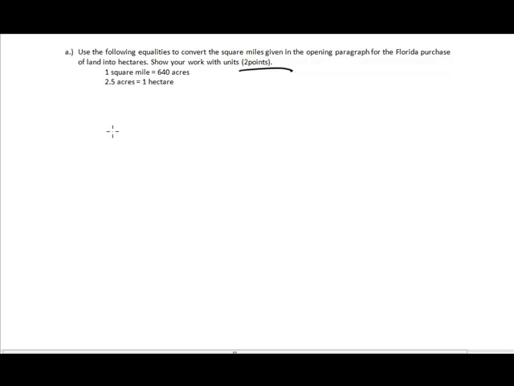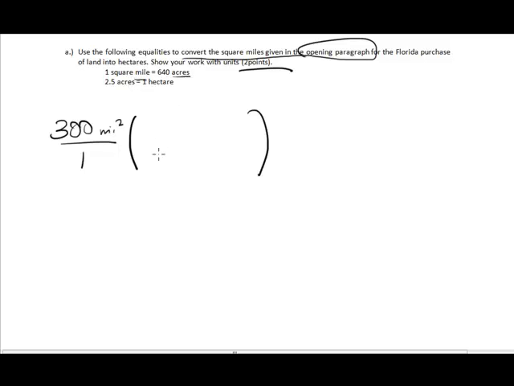First of all, in the opening paragraph, it says that Florida was going to purchase almost 300 square miles of sugarcane plantations. So that is our square miles given in the opening paragraph. We're starting with 300 square miles. I'll put that over 1 as a placeholder to help me think about the factor labeling. Next, I know that miles has to go in the bottom, and 1 square mile is the equivalent of 640 acres.